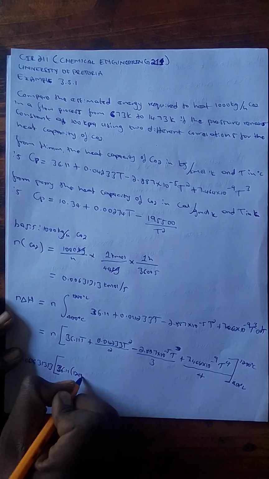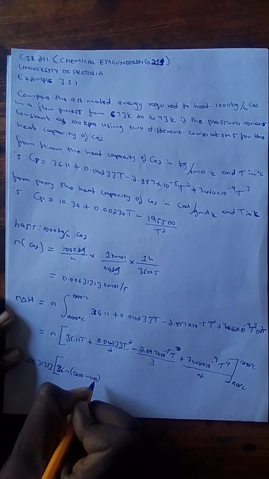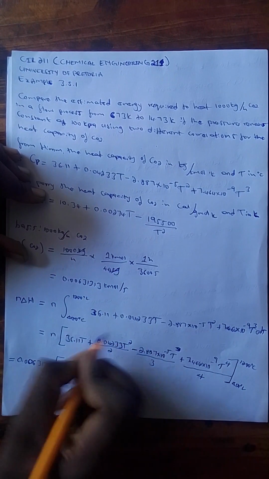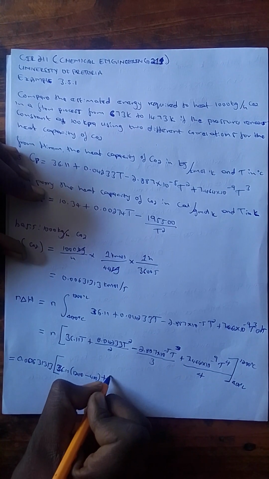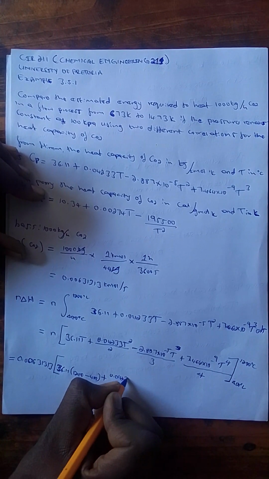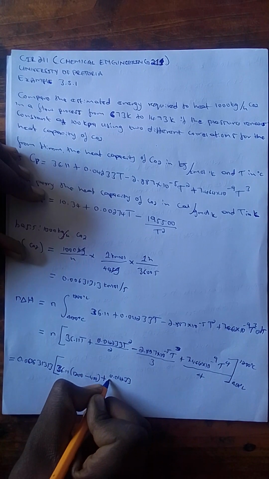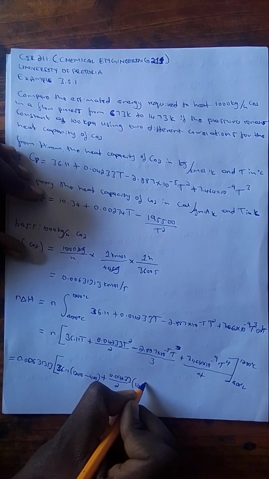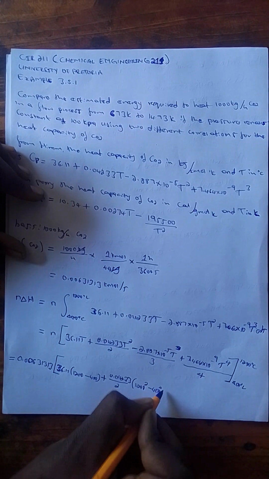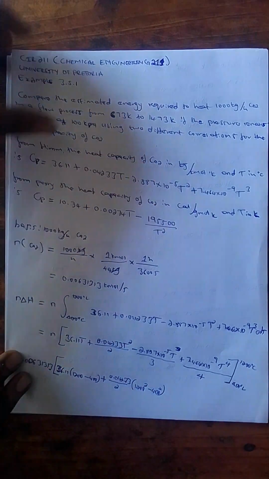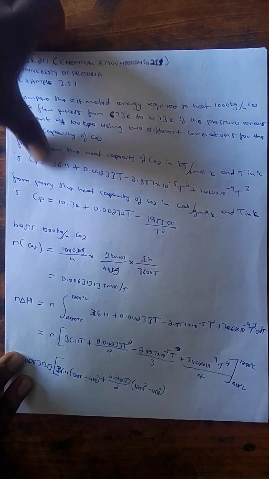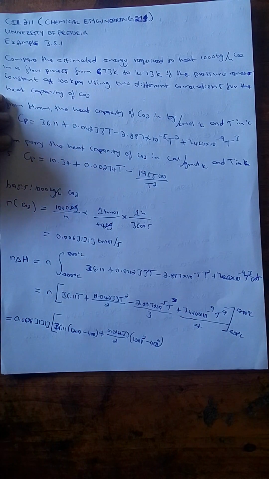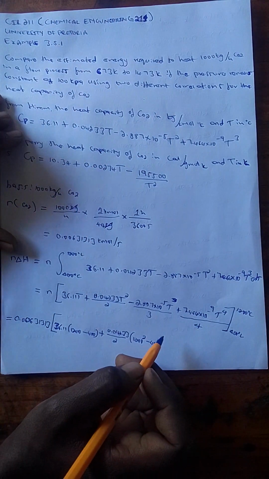We know 1200 minus 400, right? And then plus, we go here, we say 0.042333 all over 2, and then we have 1200 squared minus 400 squared, right? And then we go to, let me just take it a little bit higher.